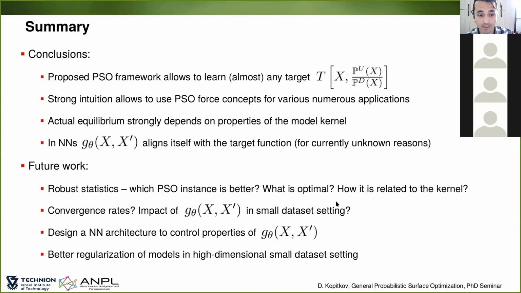Impact of the model kernel in the small data set setting. And once we know the answer to these two questions, once we know the impact of the model kernel on our performance, the following question will arise. We will know what the desired properties for the model kernel are. Can we then architect a new neural network that satisfies these properties? That would probably be a very interesting question to answer. Likewise, regularization in high dimensional space for small data sets is also an important question.